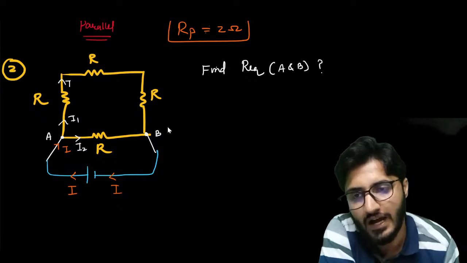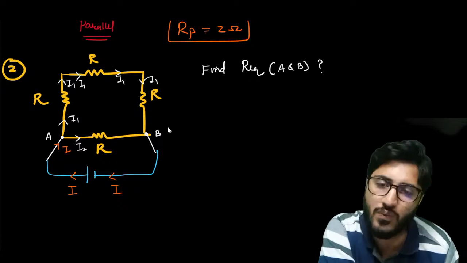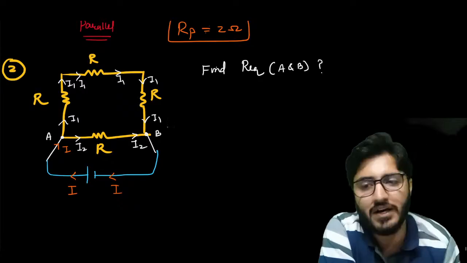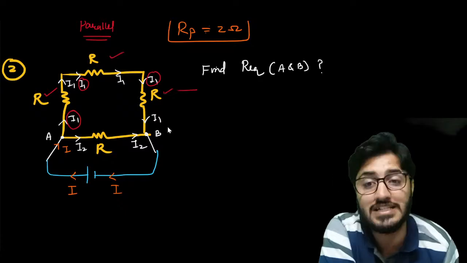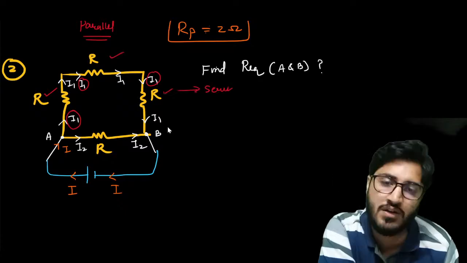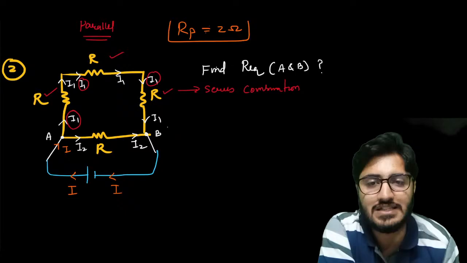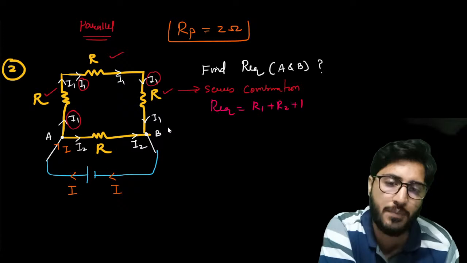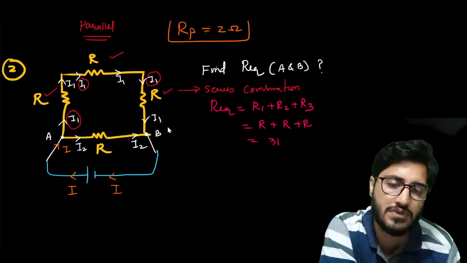Look, here is I1, same I1. Here is I2. The same current is flowing across the resistors. It simply indicates that these three belong to series combination. And for series combination, R equivalent equals R1 plus R2 plus R3. R1 is R, R2 is R, R3 is R, equals 3 times R.